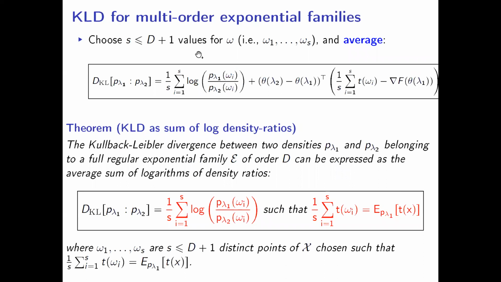When we have a multi-order exponential family, the trick is to use not one but s sigma points and to take the average. By doing the average, we have the Kullback-Leibler divergence expressed by this quantity. Now what we need to do is to make this term equal to 0. That means we need to choose our sigma points such that the average of the sufficient statistic at the sigma points equals the expectation of the sufficient statistics for lambda 1. If we do that, then the KLD can be expressed as the average of a log density ratio.